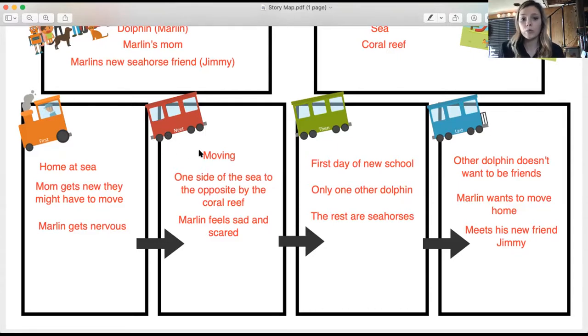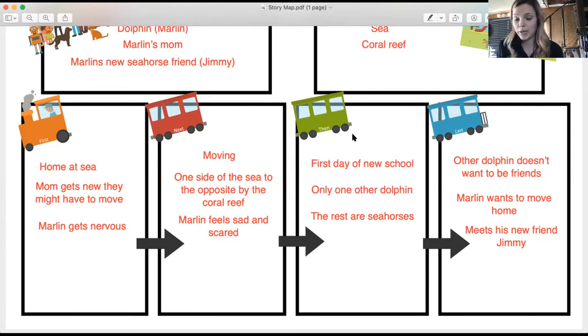I know that they're moving from one side of the sea to the complete opposite by this coral reef that he has no idea what it is. And I included Marlin's feelings. He's sad and he is scared. Then is Marlin's first day at his new school.